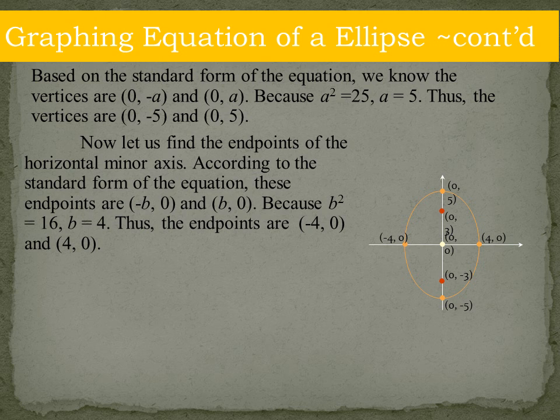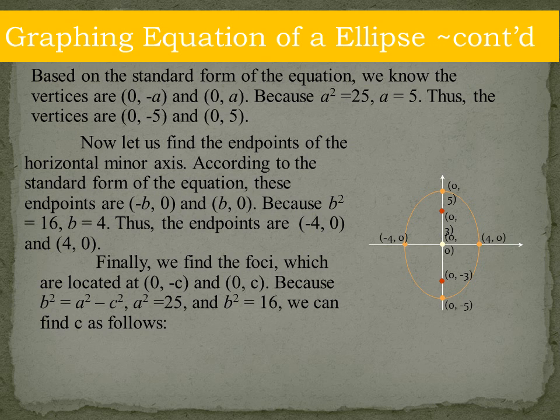Now we have to find the endpoints of the horizontal minor axis. According to the standard form, these endpoints are negative b, 0 and b, 0. Because b squared is 16 and b is 4, the endpoints are negative 4, 0 and 4, 0.